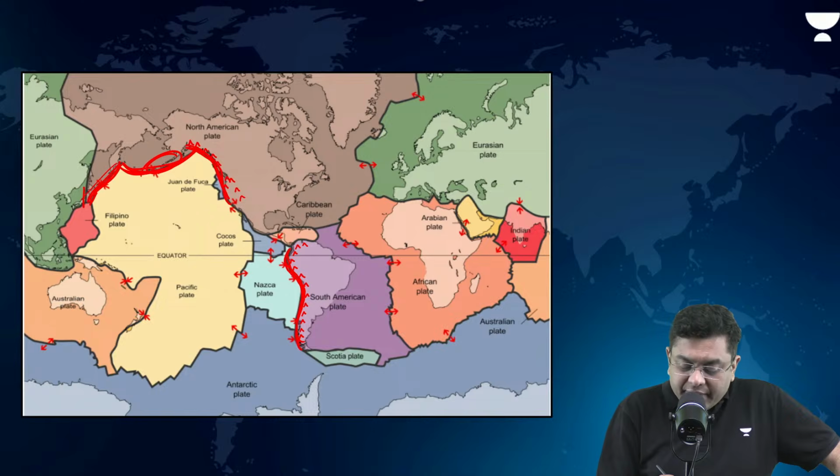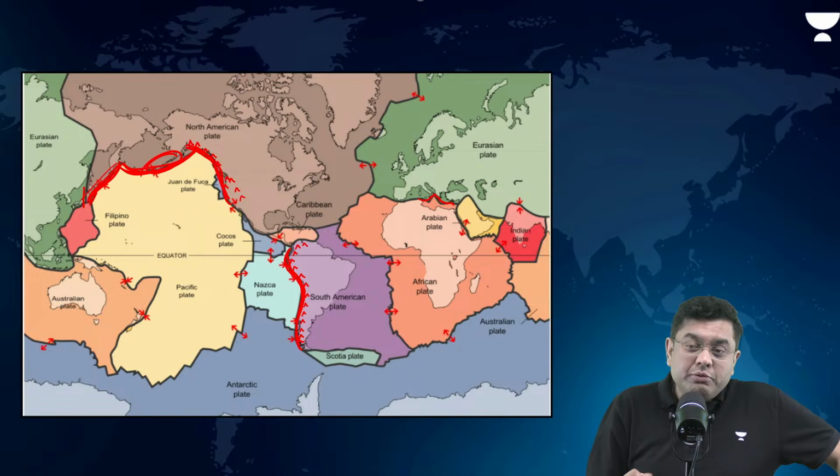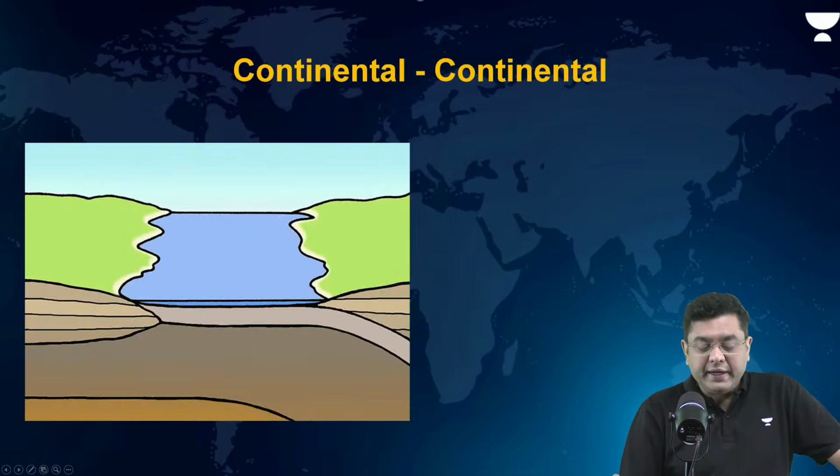You also have this to some extent in this area, southern Europe. That is why you have Mount Etna, Mount Stromboli, Vesuvius, all the volcanic eruptions which occur in this area of Sicily and the Italian peninsula.